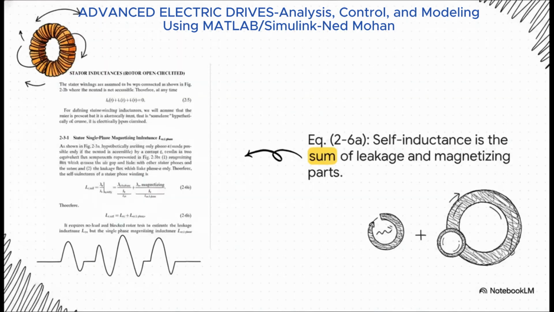And here's how we translate that physical reality right into a beautifully simple equation. The total self-inductance of that one phase is just the sum of its two parts, the leakage inductance, LLS, and the magnetizing inductance, LM, one phase. See? It's a perfect one-to-one mapping from the physics to the math.